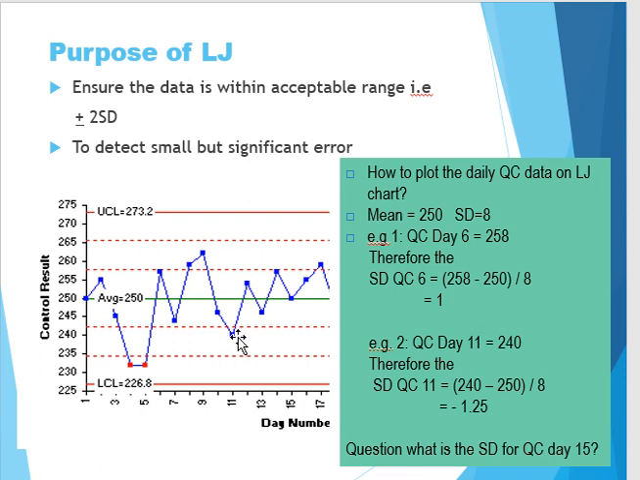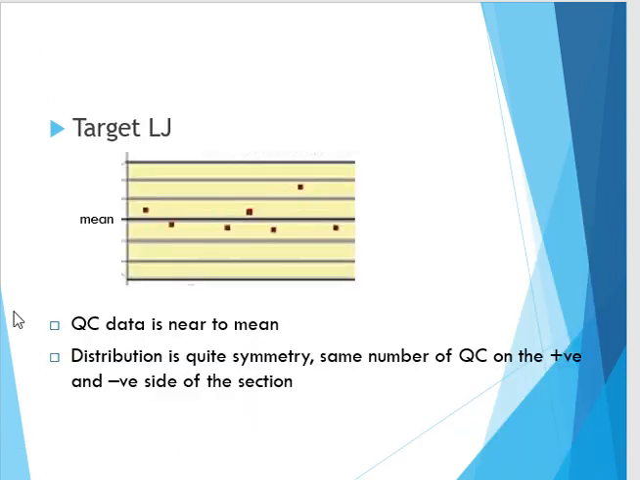My question is, what is the SD for QC day 15? Can you calculate? Or what is the SD for QC at day 2 with a concentration of 255? Okay, so what is the LJ target? This is the pattern of the LJ target. We want the QC data near the mean, and the distribution to be quite symmetrical. The QC on the positive side and the negative side is more or less equal.